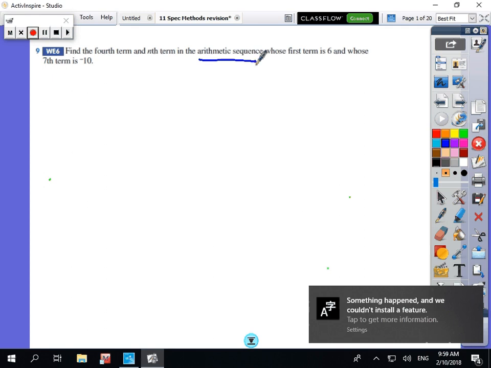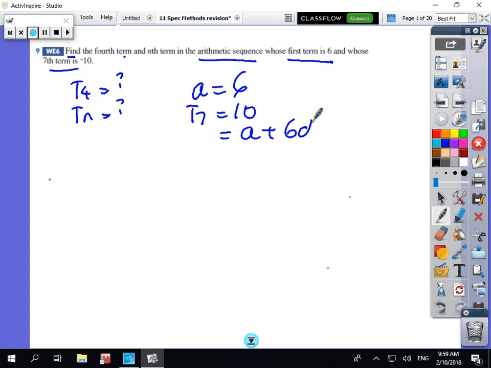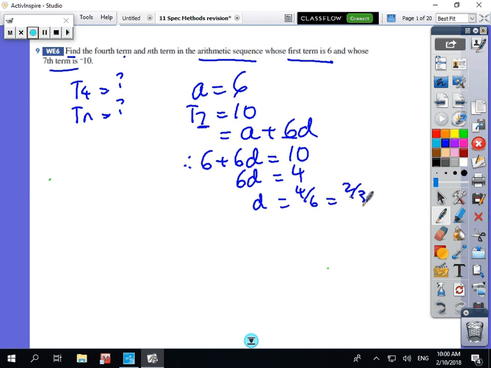Okay, so we've got an arithmetic sequence. It says find T4 and find Tn. The first term is 6, and the seventh term is 10. Let me just make sure that's right. Yep, T7 is 10. And we know that T7 is A plus 6D, you subtract 1 to get the differences. So therefore, 6 plus 6D equals 10. 6D equals 4. So D equals 4 over 6, which is 2/3.